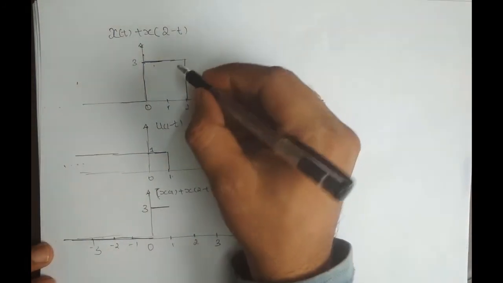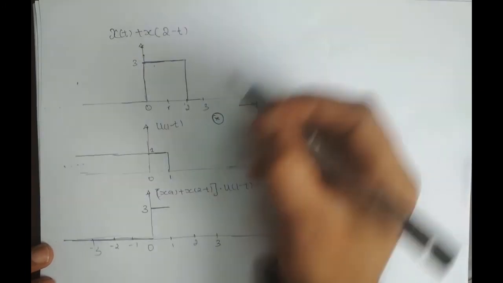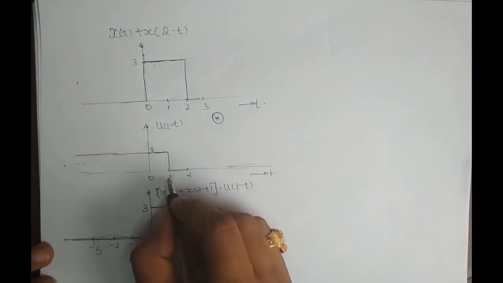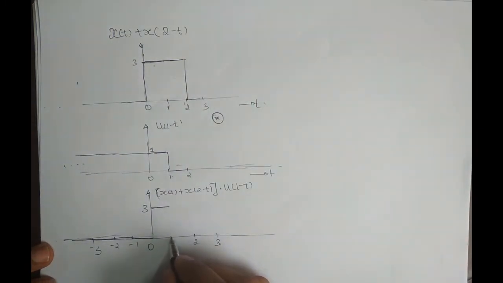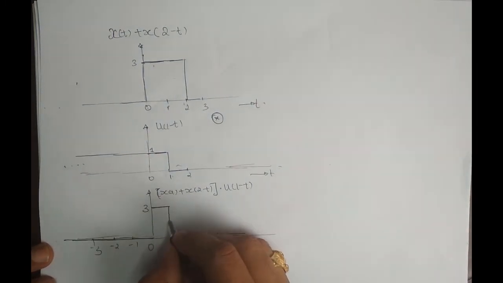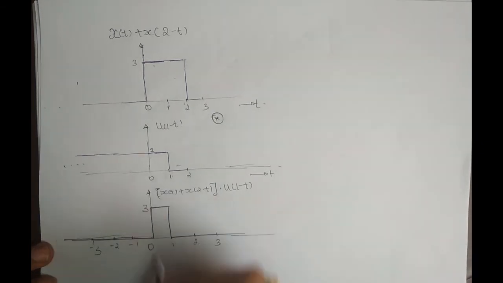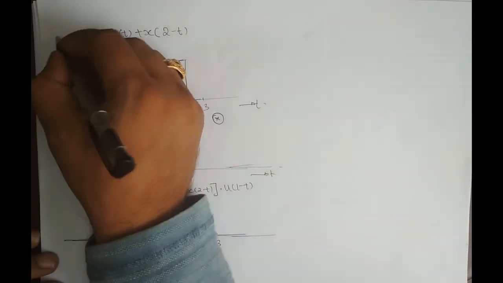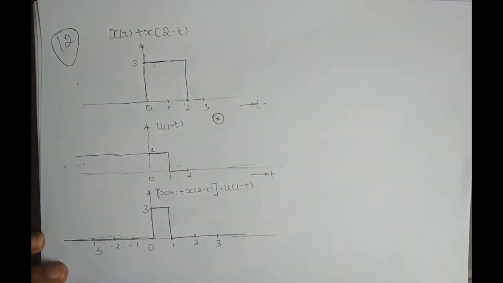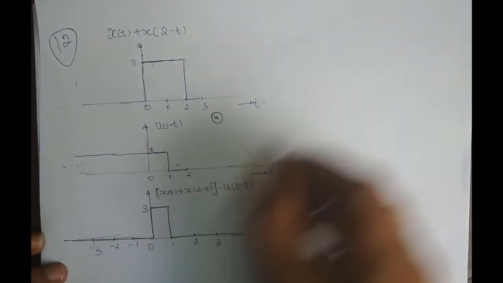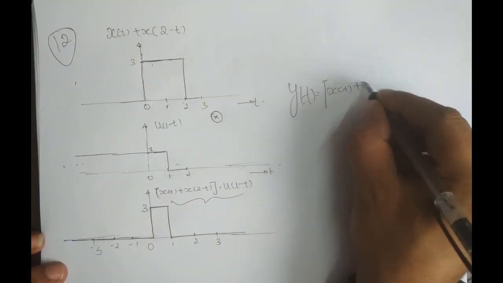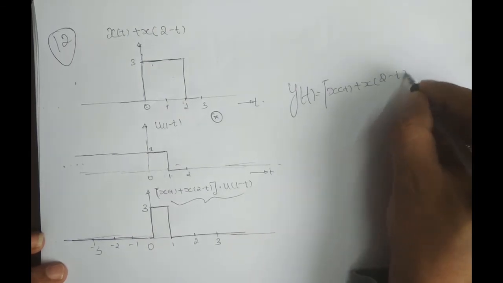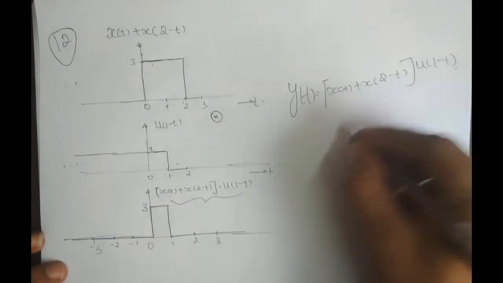So for t varying from 1 to 2, what is the amplitude of the first signal? It is 3. What is the amplitude of the second signal? It is 0, right? The amplitude of the second signal is 0 for t varying from 1 to infinity, right? So 0 multiplied by any signal is 0. So starting from t equal to 1 till t equal to infinity, I get 0, right? So this is our problem number 12, which is y of t equal to x of t plus x of 2 minus t into u of 1 minus t.